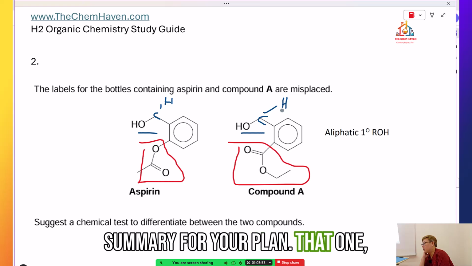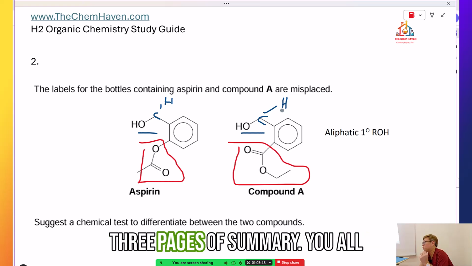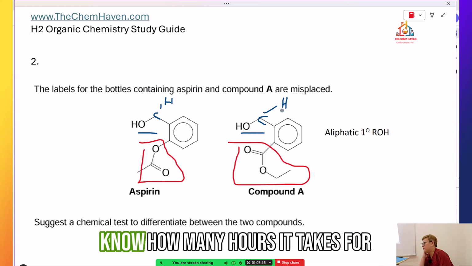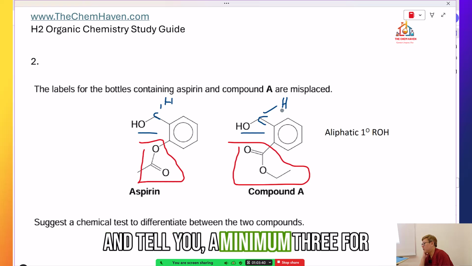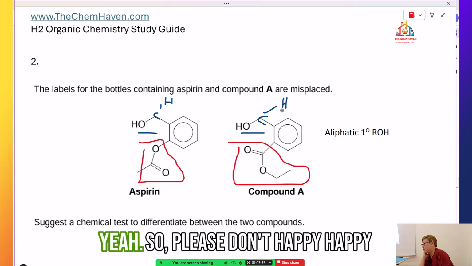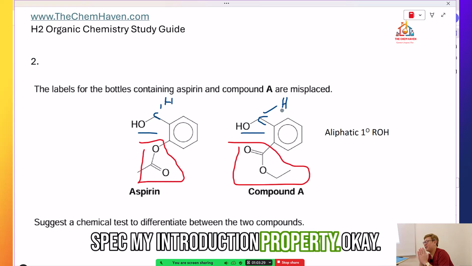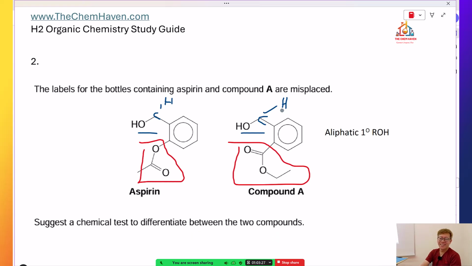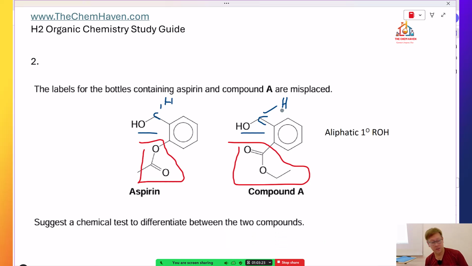Can? Yeah, that one, you all know, even though the summary looks very thin, 3 pages of summary. You all know how many hours it takes for me to write one? Don't know. Can tell you, minimum 3-4 hours for 2 pages. Can? Yeah. So please, don't happy share with other people, can or not? Yeah. Respect my intellectual property. Okay? Yeah, it took me many hours just to write one summary.